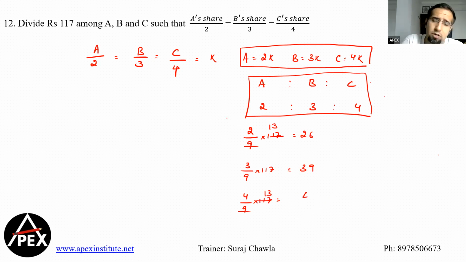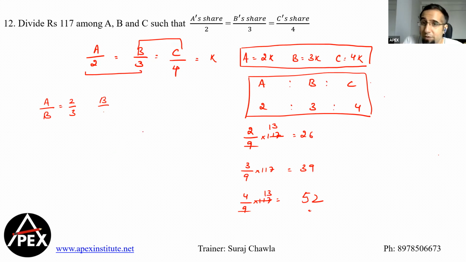That is one method. What is the second method? A few of you smart students could have done something like this. I could have written A by B is equal to 2 by 3, and B by C is equal to 3 by 4, which is again very easy. If you merge them, you get 2 is to 3 is to 4, because the repeated term is numerically the same. Is this point clear with all of us, guys?